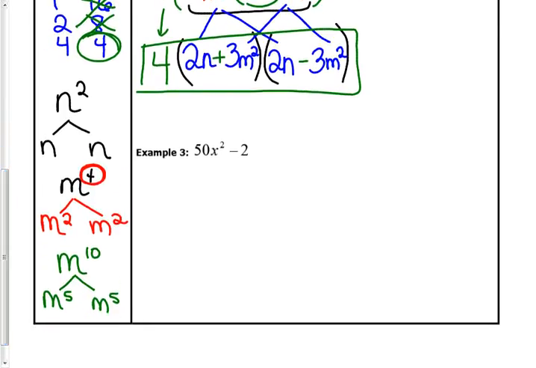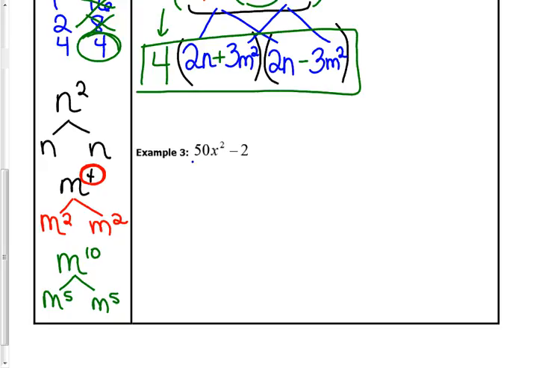All right, so last we have example 3. Example 3 here, we have 50x squared minus 2. Again, I see that this is not a trinomial. There is no first, middle, last term. So how would I factor this? Well, do I have a GCF, right? We always have to check for a GCF. Can we take out a greatest common factor?